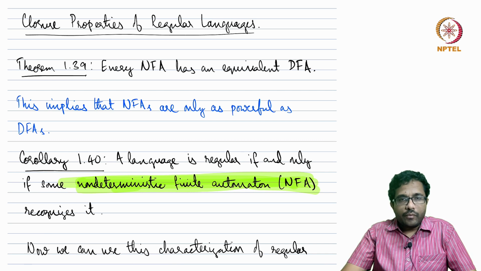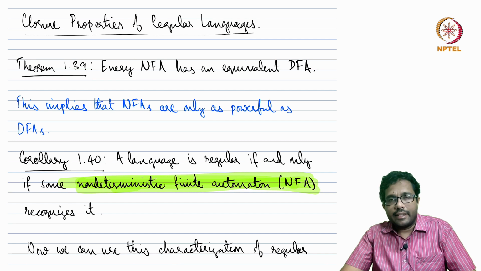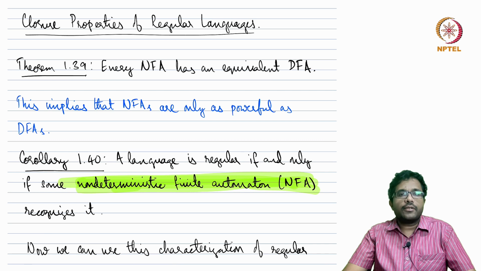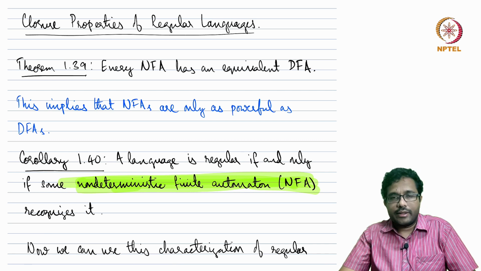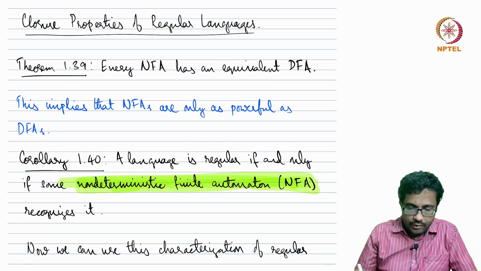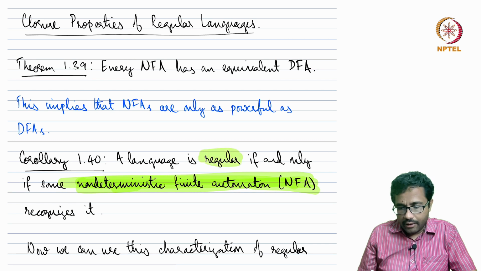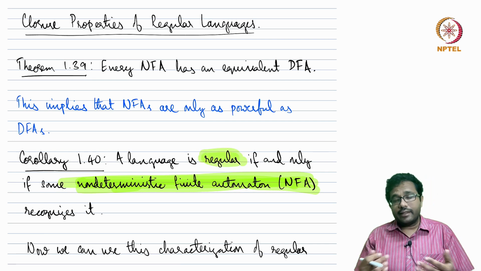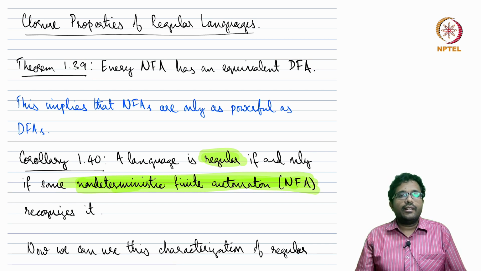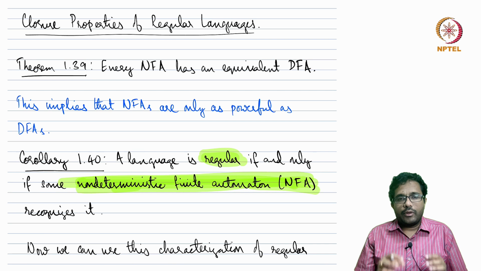Now, with the observation that every NFA has an equivalent DFA, it implies that the class of languages recognized by NFAs is the same as the class of languages recognized by DFAs, and this is what we already know as the class of regular languages. So, this gives us another characterization for the class of regular languages: a language is regular if and only if there is some NFA that recognizes it.